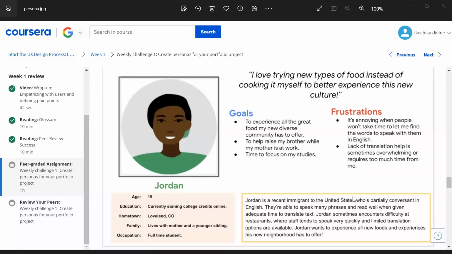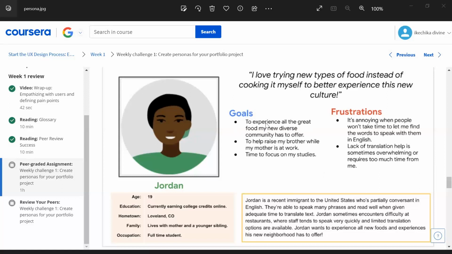He's also a person that loves food. He loves new kinds of foods. And he doesn't like cooking it himself from this top here. He likes to try these types of food outside. So let's say in restaurants. And he encounters the difficulty because he cannot speak English. He goes into a restaurant full of Americans or whites, and they are all speaking English, right? He gets frustrated because they are talking too fast and he doesn't have the time to make out what they are saying. They don't give him enough time to find the words to speak with them in English.